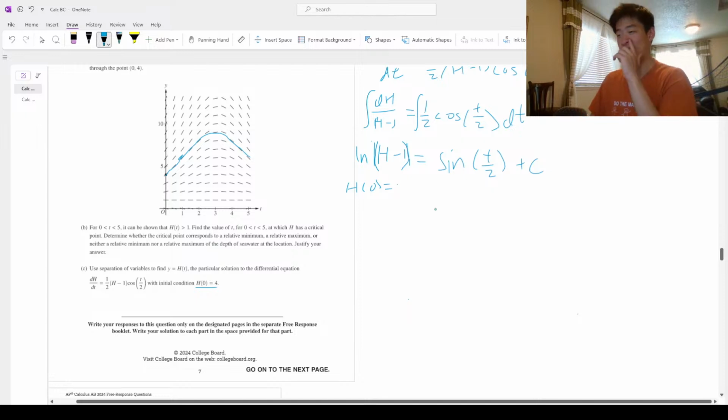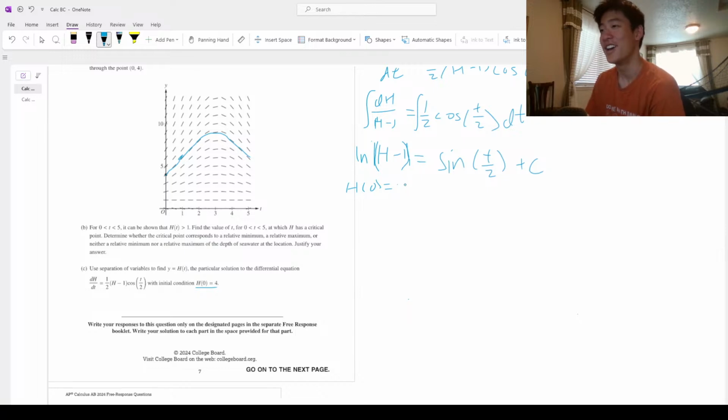Alright, if I could go 5 minutes without having to switch between monitors because of the lag, that would be fantastic. But okay, h of 0 equals 4.